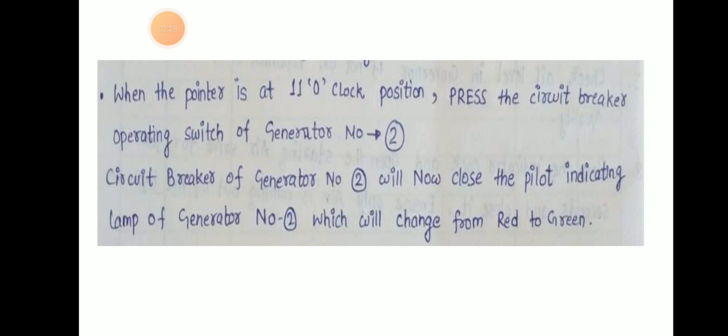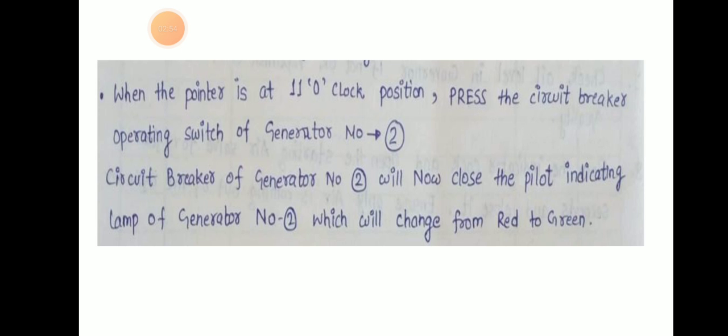We have to look at the dial indicator on the panel and ensure that it is rotating in a clockwise direction. When it comes to the 12 o'clock position, we apply the governor switch. When the pointer is near the 11 o'clock position, we press the circuit breaker operating switch, so that the circuit breaker of generator 2 will be closed.